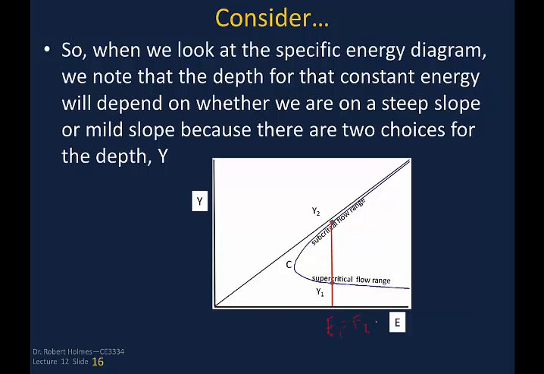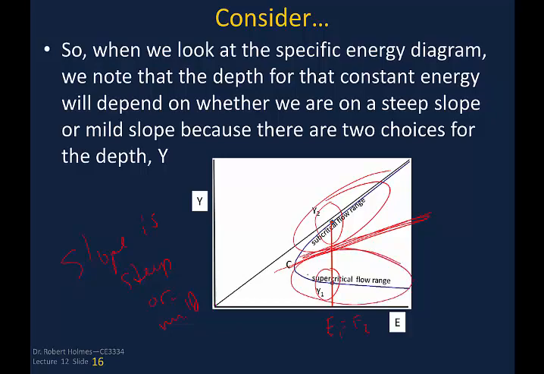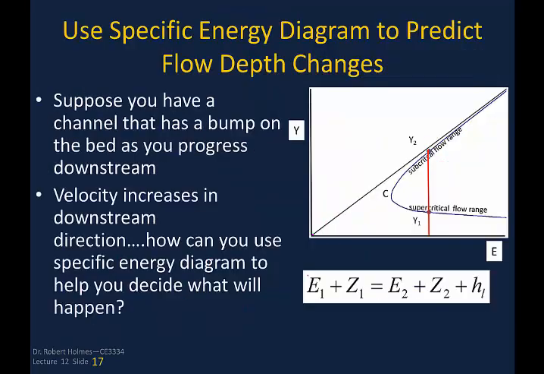And so we can have two different depths there, and whether a depth is at y2 or at y1 in this case is going to be based on whether the slope is steep or mild. If it's mild, it's going to be a much slower slope. You're going to be in this range, the subcritical range. If it's much steeper, obviously you can think the velocity is going to be higher. I'm going to be in the supercritical range.